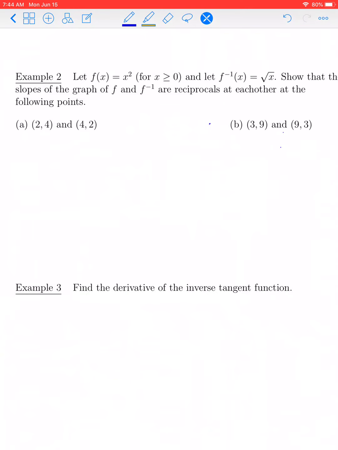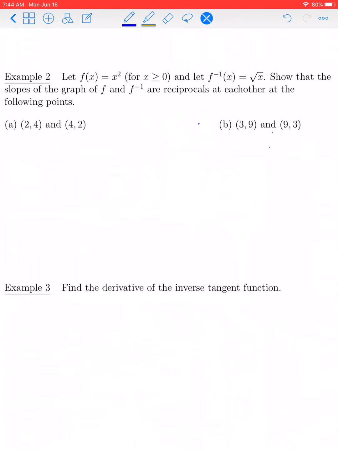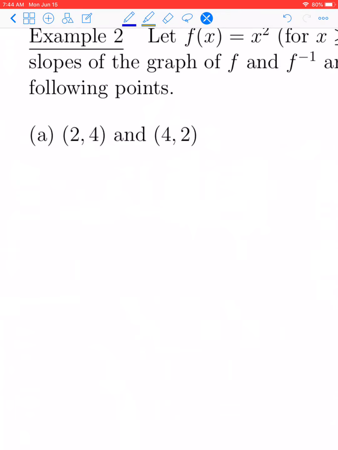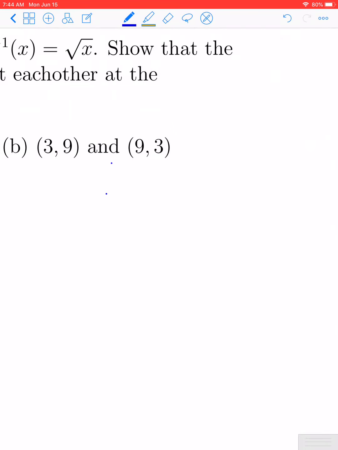Let's take a look at example 2. In example 2, they say let f of x equal x squared for x greater than or equal to 0, and then its inverse function is going to be the square root of x, which has domain x greater than or equal to 0. We're asked to show that the slopes of the graph of f and f inverse are reciprocals of each other at the following points. So for example, if we start with the point (2, 4), this is a point that would belong to the graph of f.